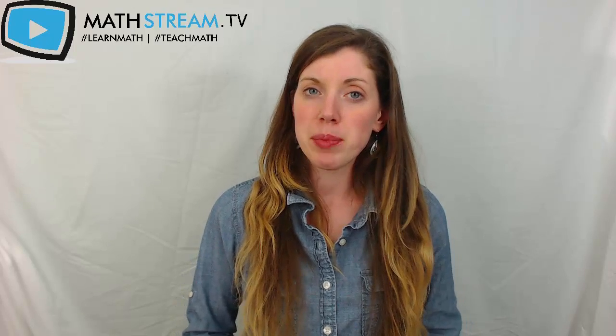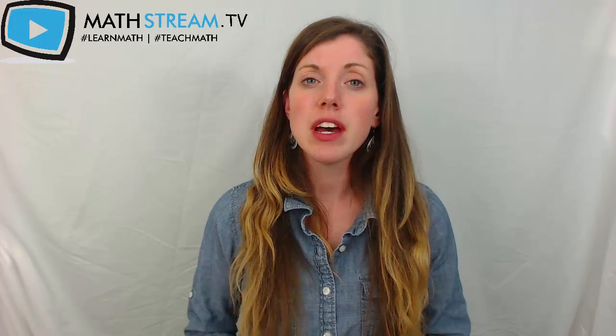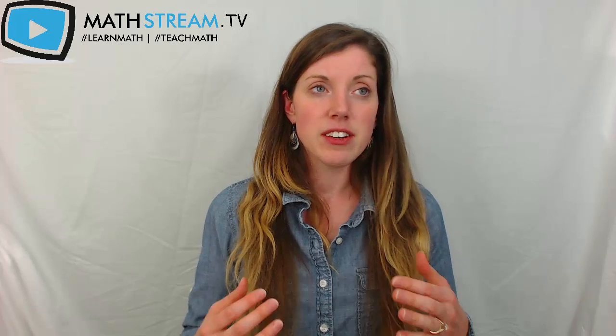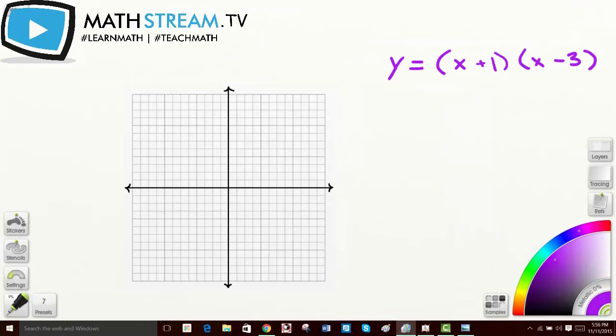All right, so let's get started with this first topic by looking at an example of a quadratic equation or a quadratic function. I'm going to say function because we're interested in graphing it, and we're also going to be looking at x and y variables, but a quadratic function that is written in factored form. So take a look at this example that I have here. It is y equals (x plus 1) times (x minus 3).